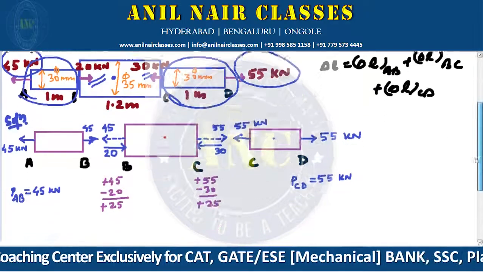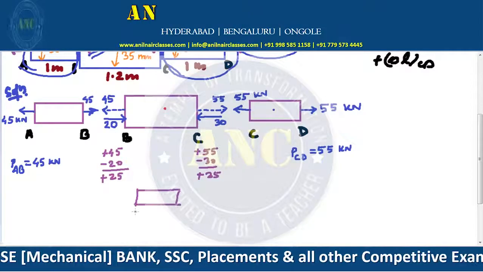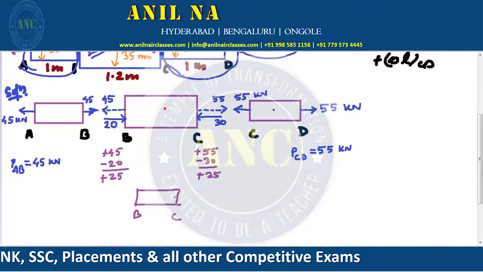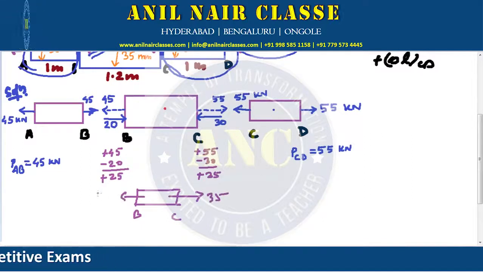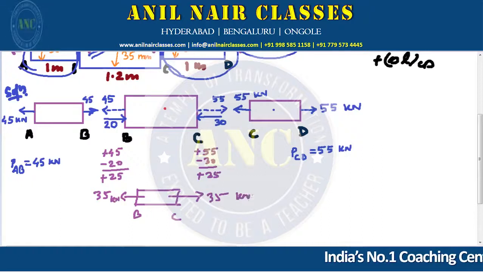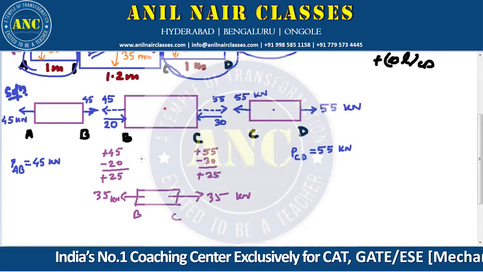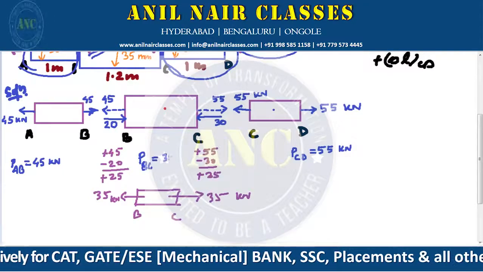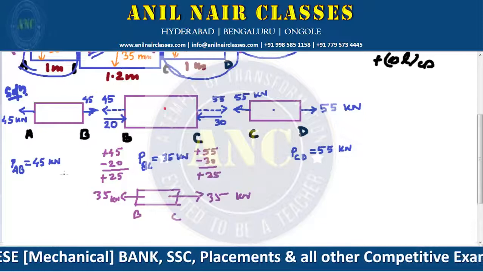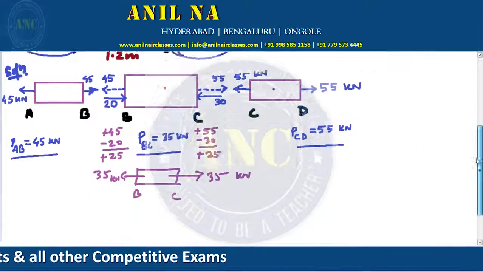Plus 25 means what? Plus 25 means this is BC, plus means tensile. So this should be this. So how much? 35 kilonewton. So from here we get to know that load of BC is equal to 35 kilonewton. So we got the load of AB, load of BC and load of CD. Now we can solve it.